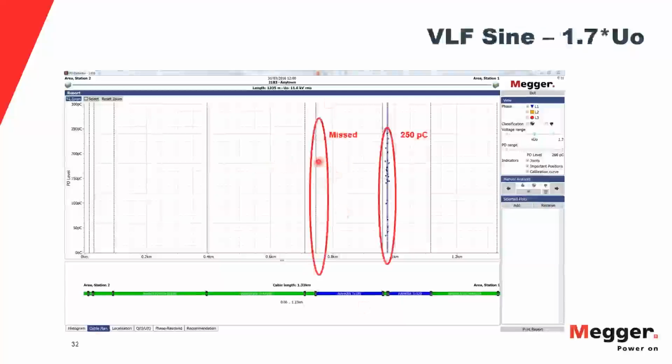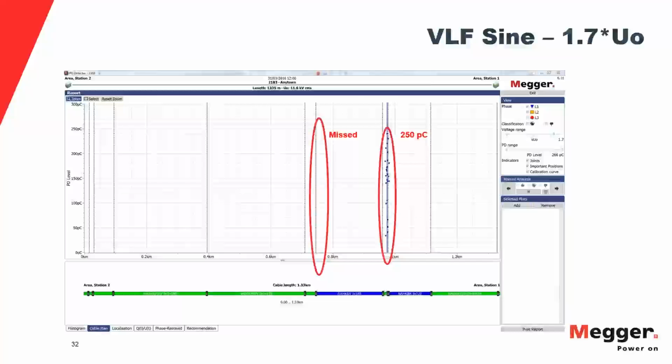It's not shown up. And the splice at 900 meters, it shows at only 250 picocoulombs. I do have some guidelines in the end, but that 250 is right on the edge of what we would consider tolerable for this kind of testing. So that might give you a false sense of security and say, okay, that splice isn't so bad and it only shows up at a very high voltage. I might leave this splice in service and not take action.